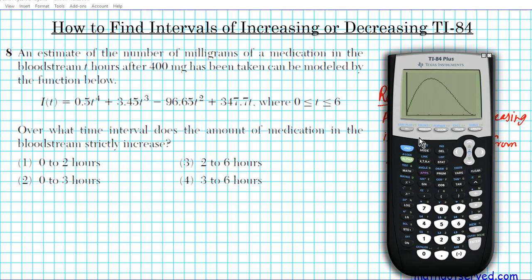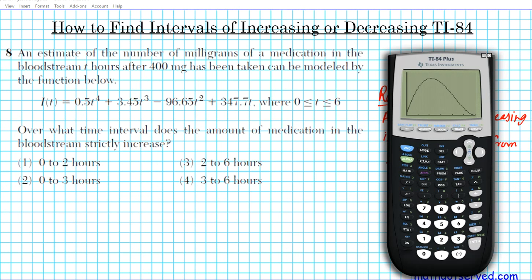You can guesstimate and see that it looks like it's increasing from 0 to 2, and then it starts to decrease after that. Just to confirm, you can trace it and see what's happening. When it gets to 2, it looks like it hits the maximum point, and then after that, it starts to go back down. Another thing you can do is find where the maximum is located, and that will also help you determine the answer.